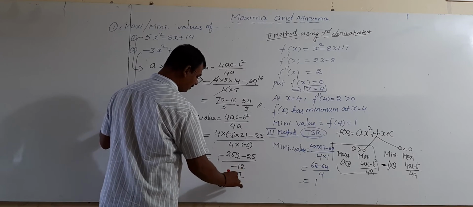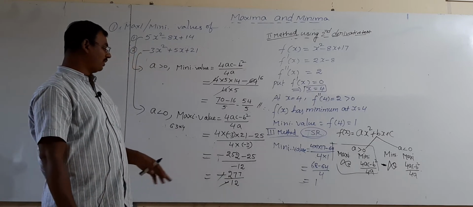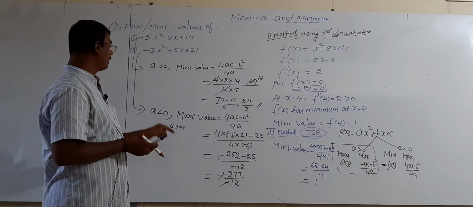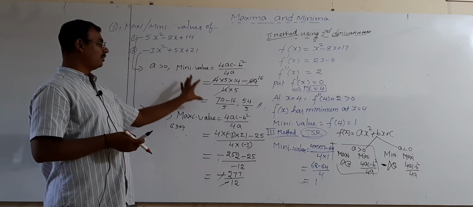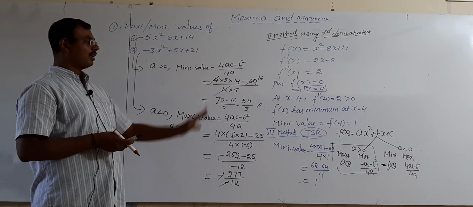277 divided by 12 minus minus cancelled. What is the maximum value? 277 upon 12 is the answer. Clear this one? So we are doing the maximum or minimum values of any quadratic form.